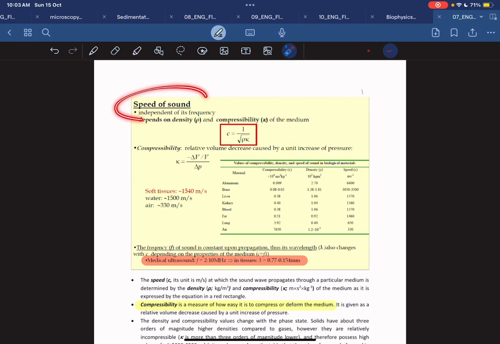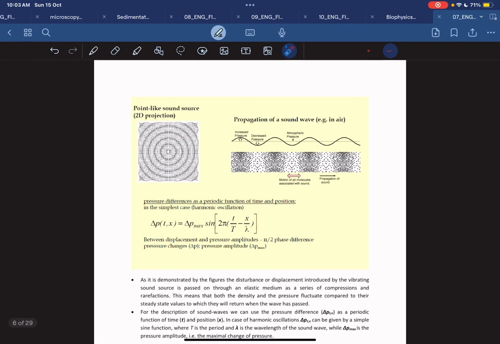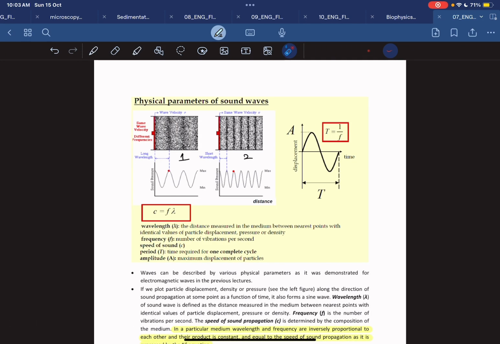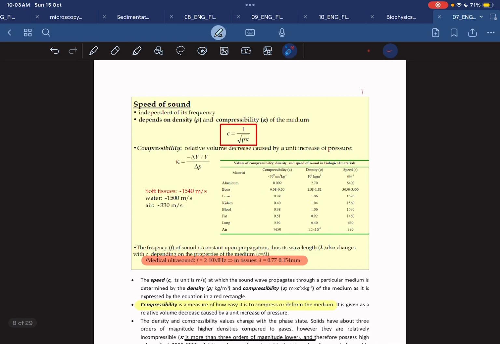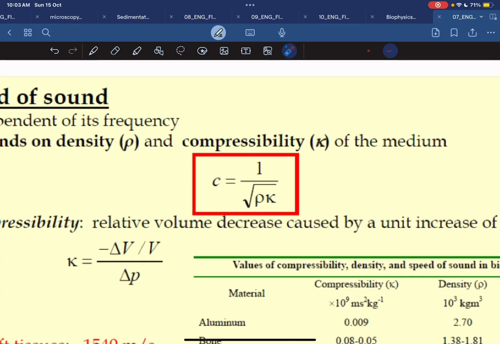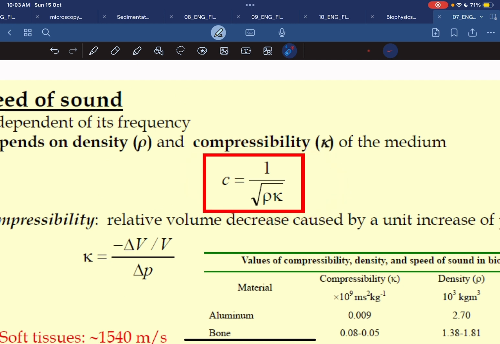Now let's talk about the speed of sound. I already talked about the propagation over here, and I explained how this formula may not apply for all mediums. Yes, that is true. And that's why we have this formula, which does apply to all mediums. What does it say? It says that the speed of propagation of sound is equal to 1 by the root of density and k.